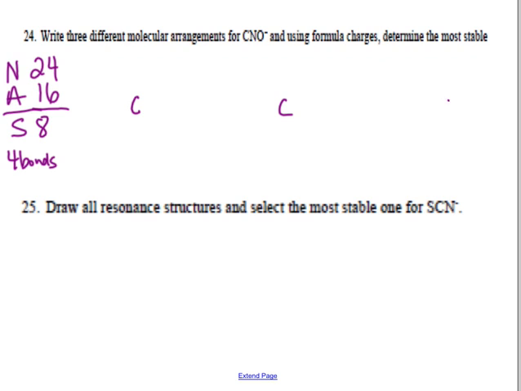I know there's going to be 3 resonance structures here. So I have 4 bonds, so I can do 3 and 1, and I can do 2 and 2, and then I can do 1 and 3. And so on this side it doesn't really matter, I'll put N here and O here, and I'll leave it N and O on all of them.